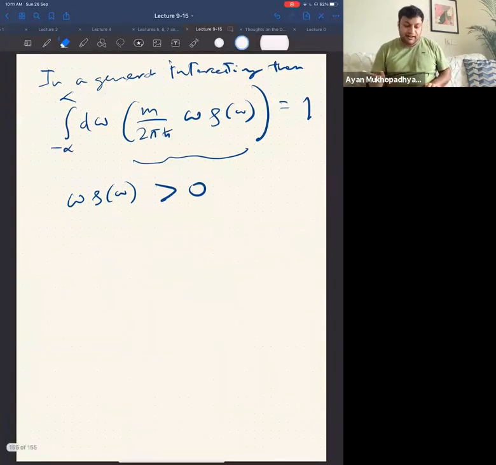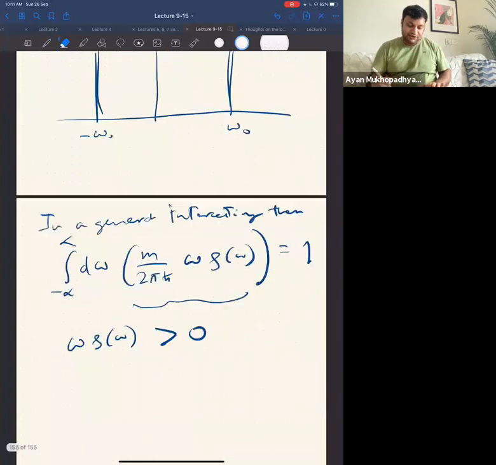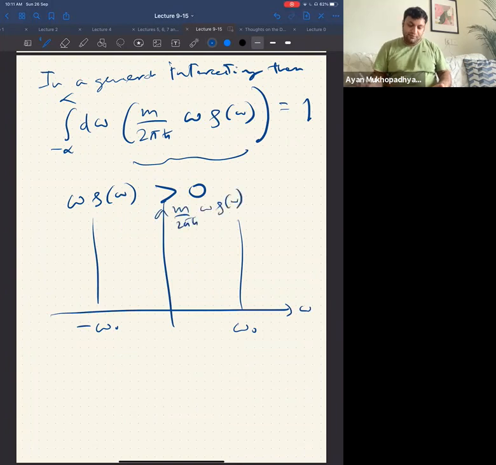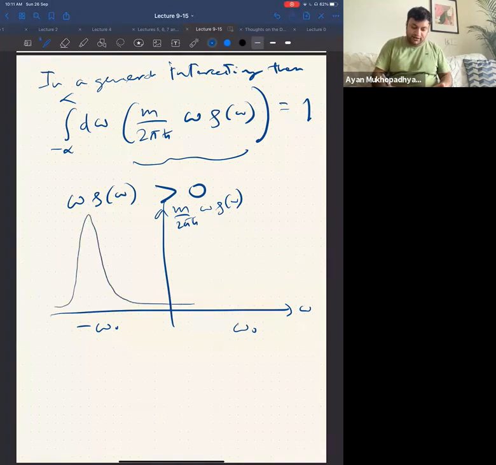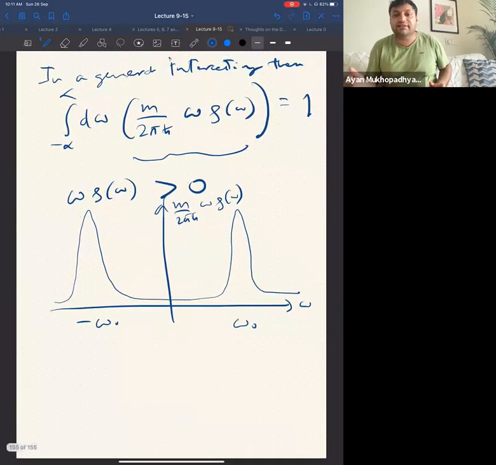So what do you expect it to look like? In an interacting theory, if I plot this object, it should look like this. Here it was simply two delta functions at omega naught and minus omega naught. So this is omega, and this is m by 2 pi h bar omega rho omega. I should not get these two delta functions. Instead, we expect something like this, some kind of broadening to happen. Or it could be something very different, it can also transform into something very different. But if you just have a small interaction term, that is what you expect. It will simply get broadened out a little bit.